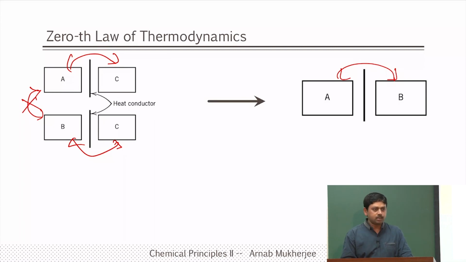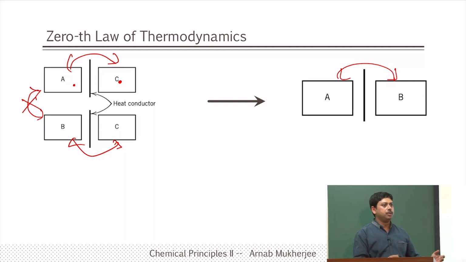So what is C? You can think of C as a thermometer. Using C as a thermometer, you measure the temperature of A, and using C as a thermometer you measure the temperature of B, and if they happen to be the same, then A and B will have the same temperature. So when two things are in thermal equilibrium with each other, like A and C and B and C, a particular quantity which is defined to be temperature is the same irrespective of the nature of the material.